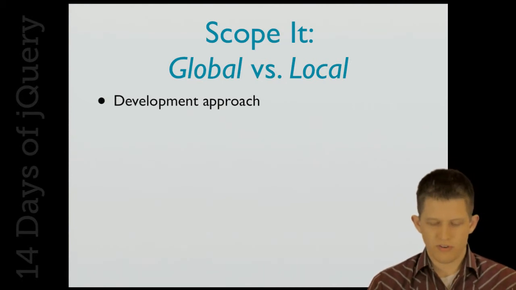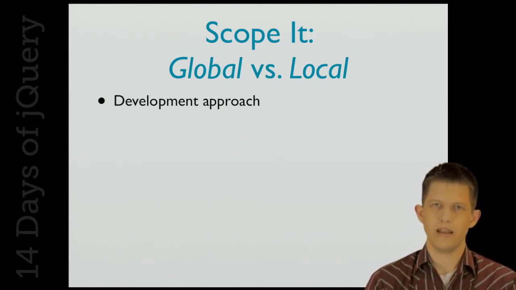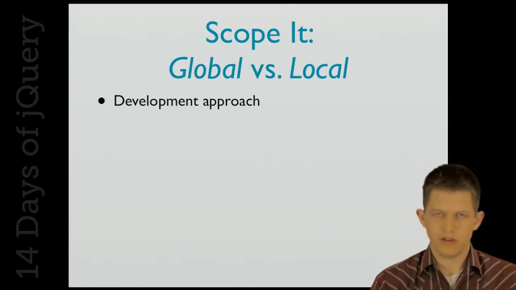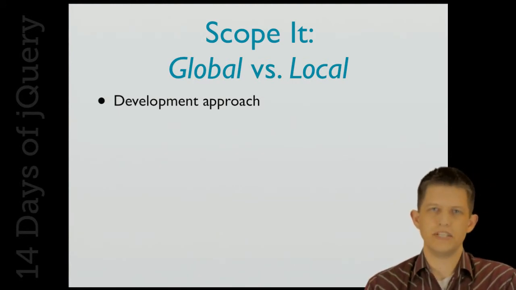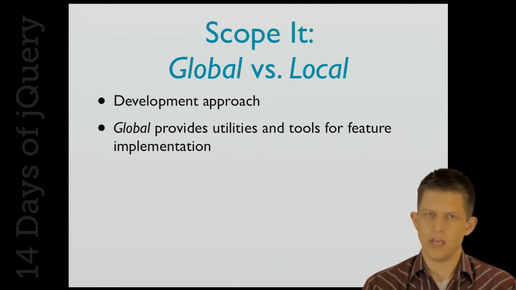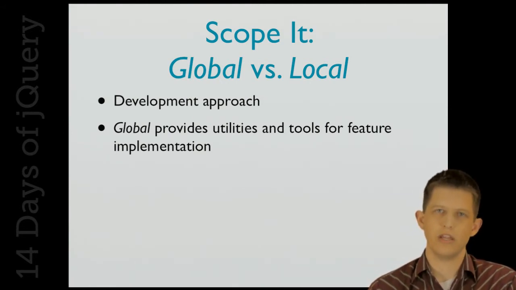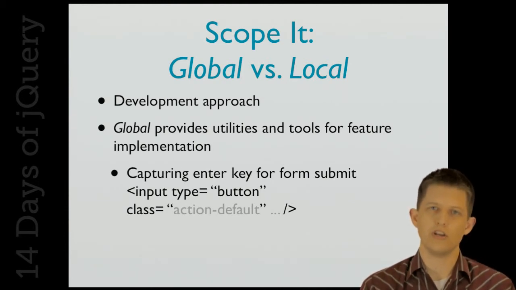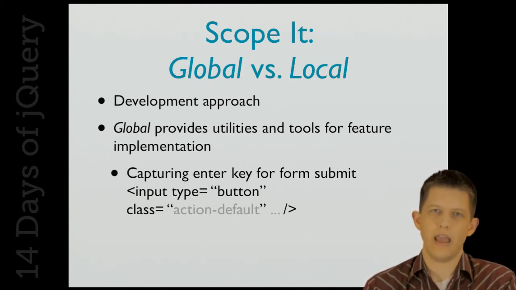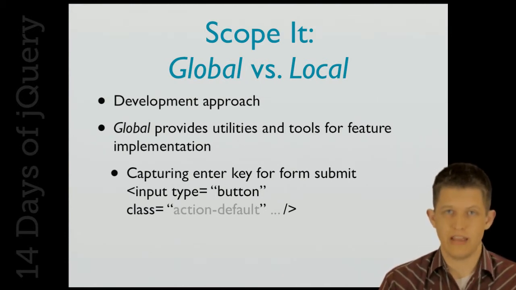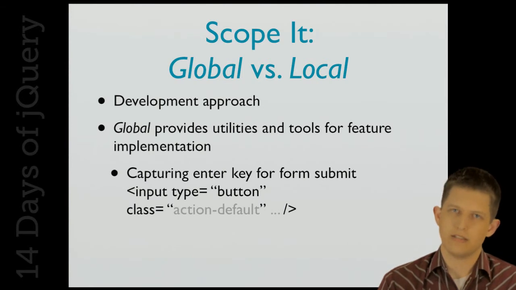Global typically provides utilities and tools that module developers will use for implementation. So an example of this in practice would be a default action or a default behavior. Based on how your application is built, a common practice is when you hit enter somewhere on the form, it will submit that. Well, if you're using AJAX or you're canceling the actual default browser event, you'll need to implement this type of capability.